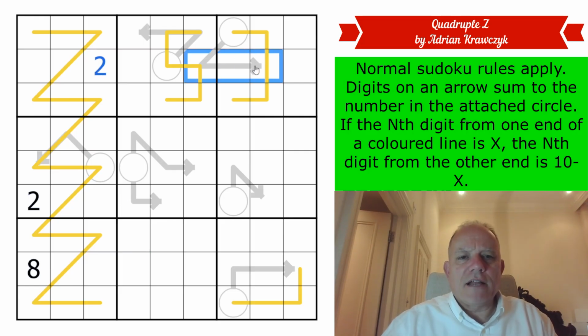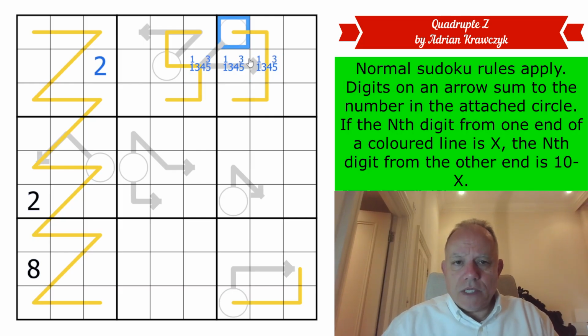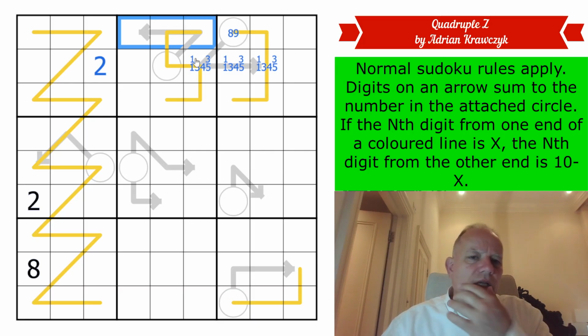Now, 2 cannot be on this 3-cell arrow. Therefore, they must add up to at least 8 by being 1, 3, and 4, or 9 by being 1, 3, and 5. That's the only ways this can work. So this circle is 8 or 9. I don't think it does much else. 2 doesn't have to be here as far as I can see.